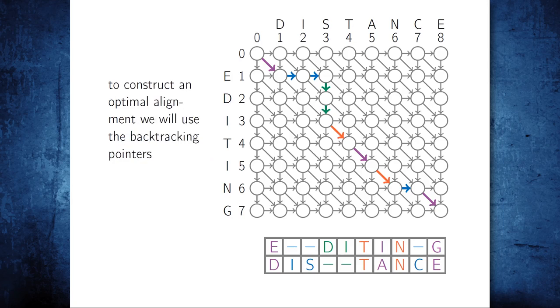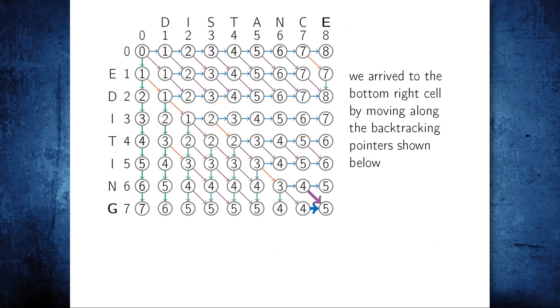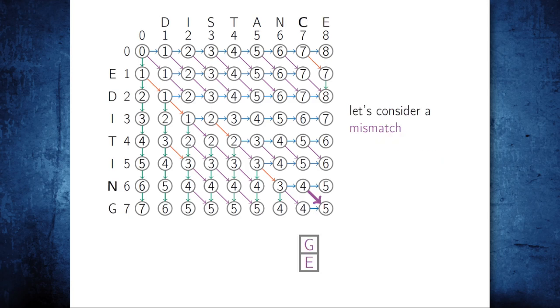To construct an optimal alignment, we will use the backtracking pointers by starting from the last vertex in this matrix, particularly from this vertex where the edit distance is recorded as 5. Using backtracking pointers, we see that there are two possible ways to arrive at this last vertex. Let's arbitrarily choose one of them. One of these ways corresponds to a mismatch and another corresponds to an insertion. So let's arbitrarily choose the mismatch edge.